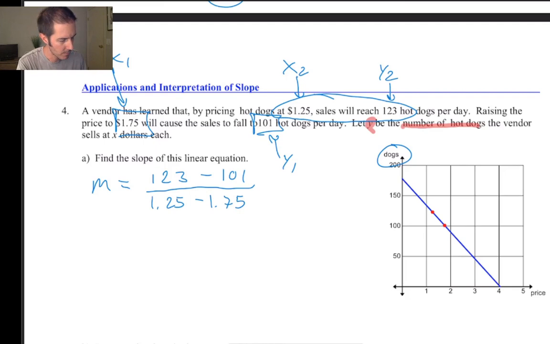and from there it's an arithmetic problem. 123 minus 101 is 22, and 1.25 minus 1.75 is negative 0.5, which gives us a final slope of negative 44.